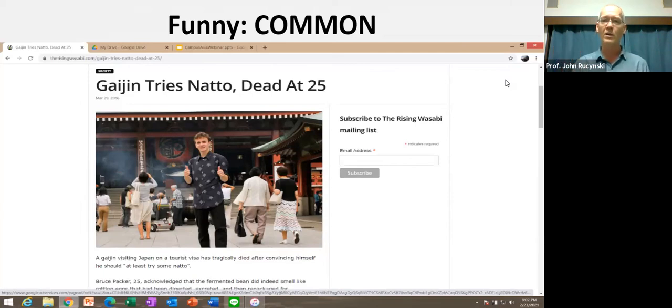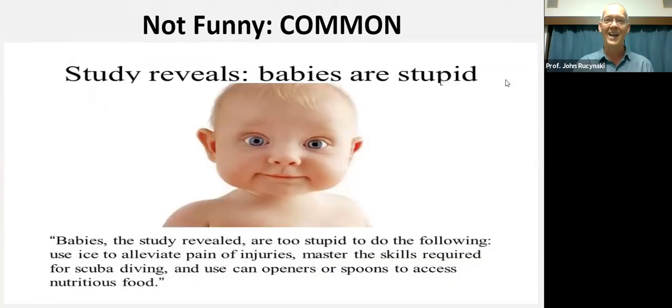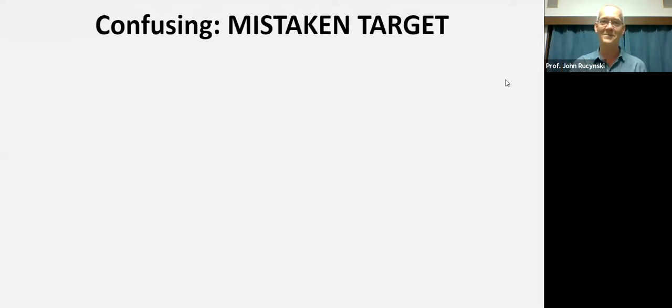Always one of the funniest ones with my Japanese students is this one, Gene tries Natto, dead at 25. They don't like this one. I think it's funny, but babies are stupid. It's maybe just a bit too cruel for Japanese humor. My learners always said, why? Babies are smart, babies are cute, okay? So dead foreigners is funny, stupid babies is not funny.